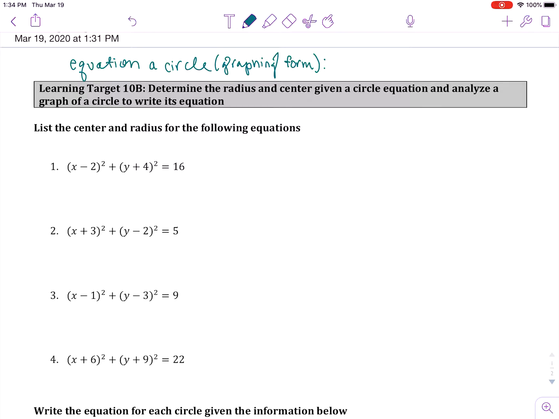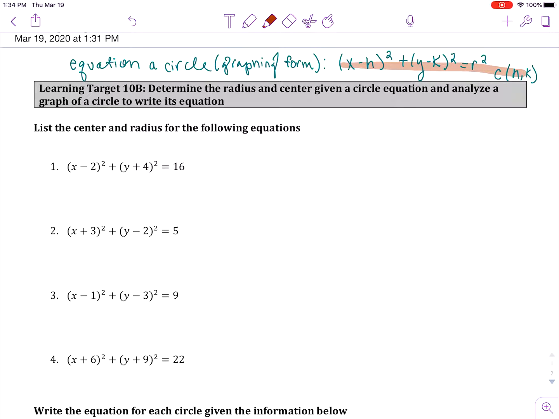Okay, so it is (x minus h) squared plus (y minus k) squared equals r squared, where the center is h comma k.